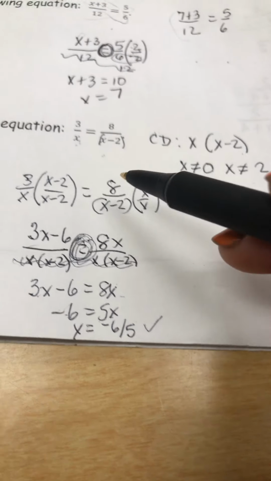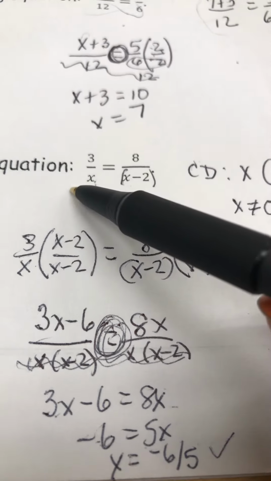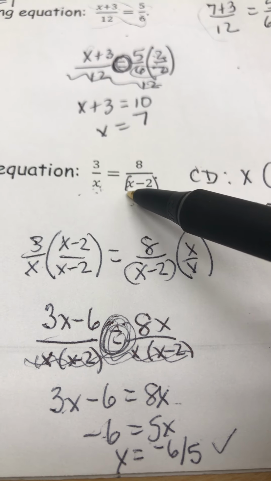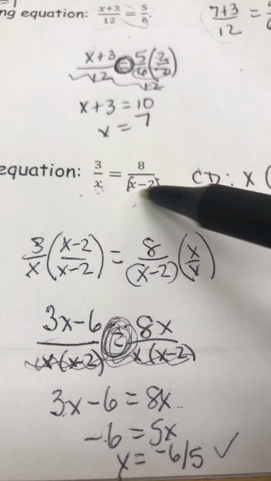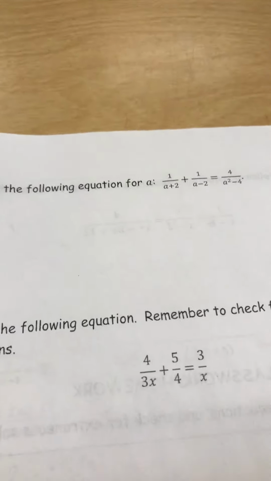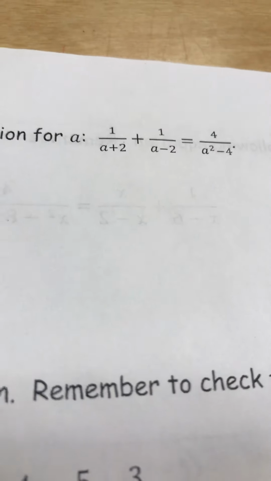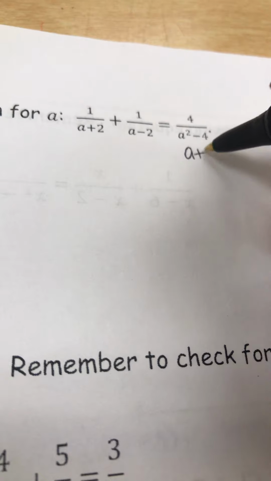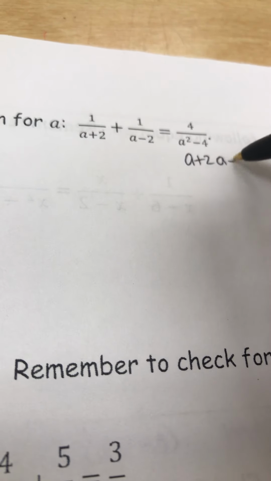And of course, you should sub it back in. A negative 6 over 5 here, a negative 6 over 5 here. Make sure this side equals this side in the calculator. Okay? So that brings us to the next one. Well, this one we have to factor. So this is a plus 2, a minus 2.